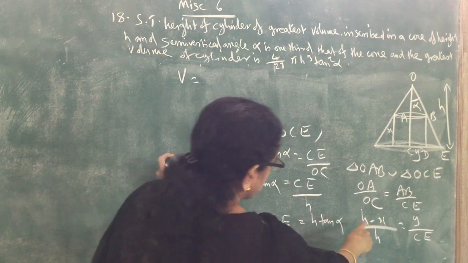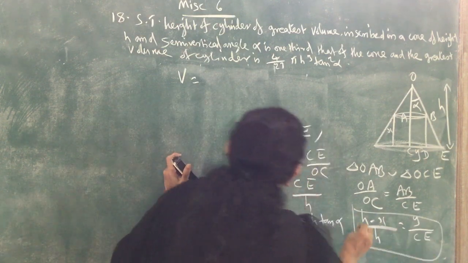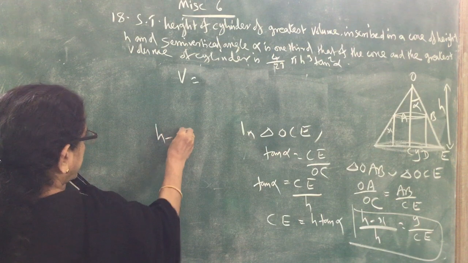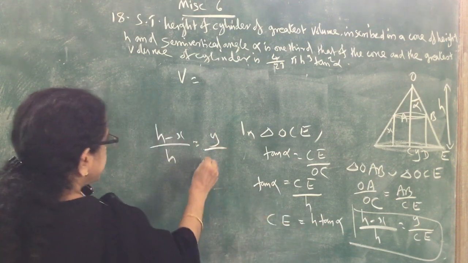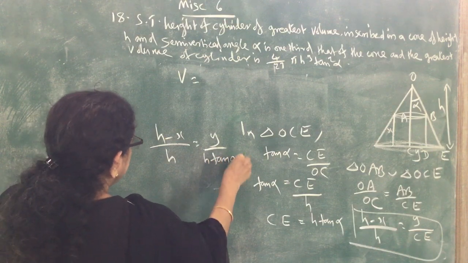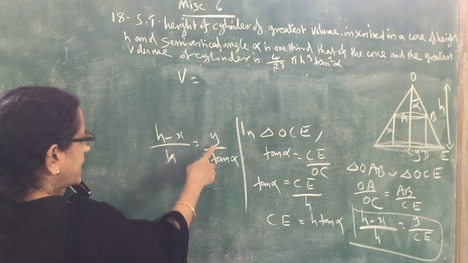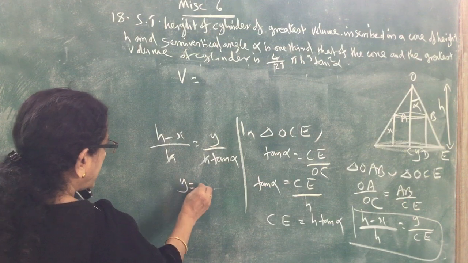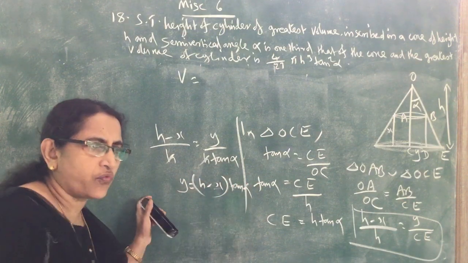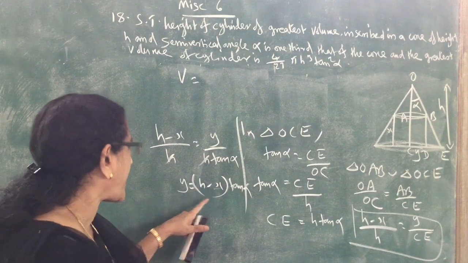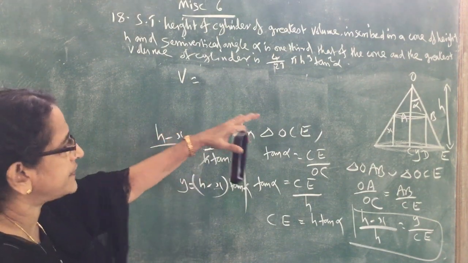So we get h minus x divided by h equal to y divided by h tan alpha. Now we can cancel h from both sides. Cross multiplying, we get y equal to h minus x into tan alpha. Now we can substitute in the volume.